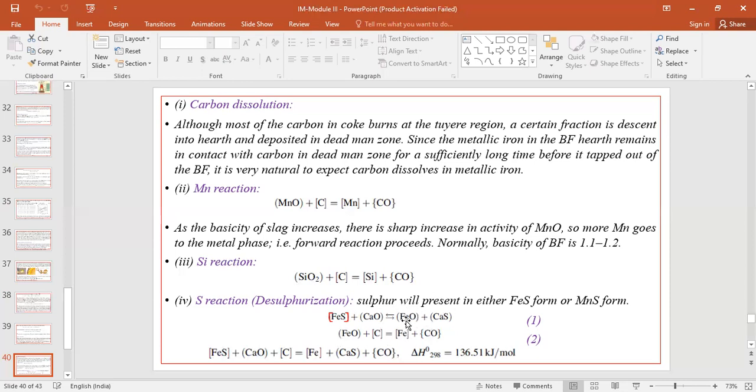And now this FeO, whatever is formed, again reacts with the carbon present in the hot metal and forms Fe plus CO. If you combine these two reactions, you get the combined reaction: FeS plus CaO plus C gives Fe plus CaS plus CO. So this is how the Fe enters into the metal and sulfur enters into the slag, along with other reducing gases forming. This is again an endothermic reaction. An enormous amount of heat is required for this reaction to proceed in the forward direction.